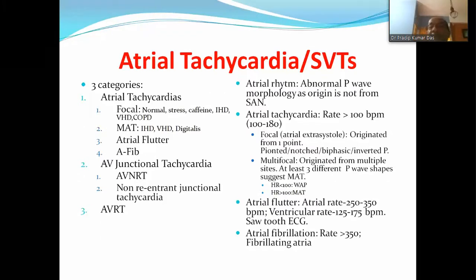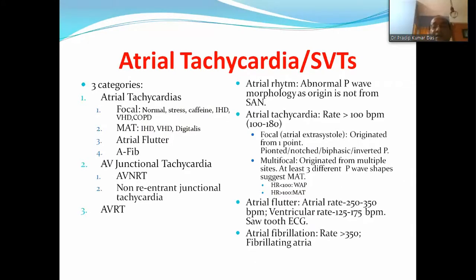And the multifocal type originates from multiple sites. At least 3 different P wave shapes suggest multifocal atrial origin. If the heart rate is less than 100, we call it wandering atrial pacemaker. And if the heart rate is more than 100, we call it multifocal atrial tachycardia.